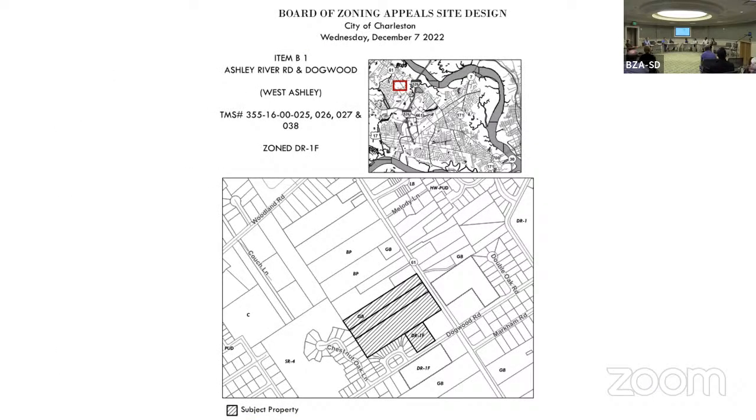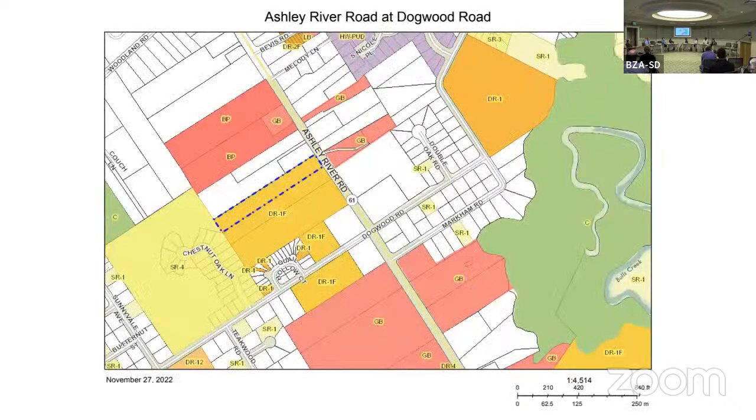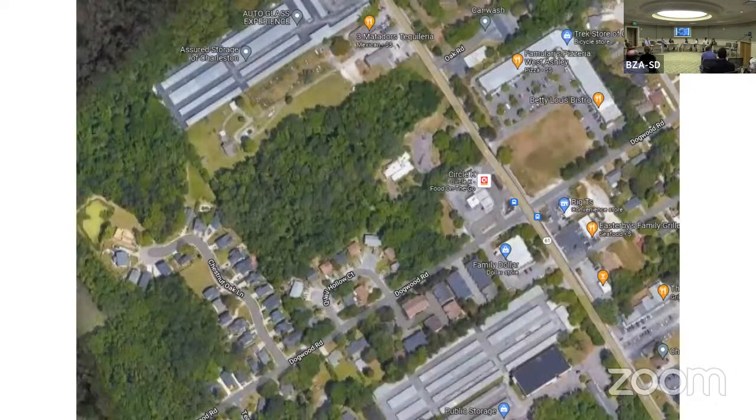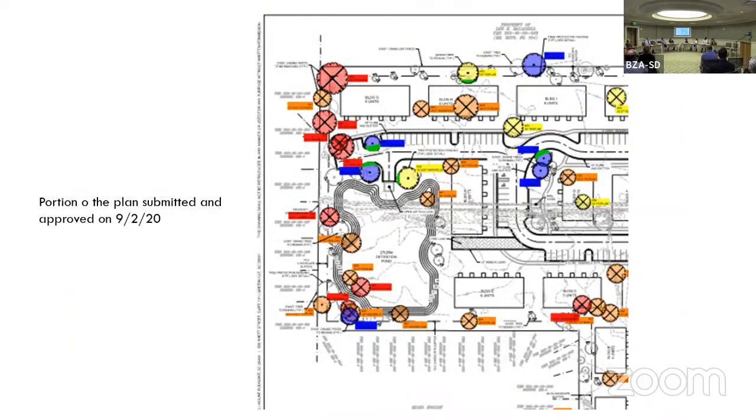Again, it fronts on Ashley River Road with a small frontage on Dogwood, zone DR1F. That building in the center has since been demolished. The two tracks to the north were undeveloped, and then that building, and then the vacant lot on Dogwood. So 9/2/20, I'm sorry, it was later in 2020.